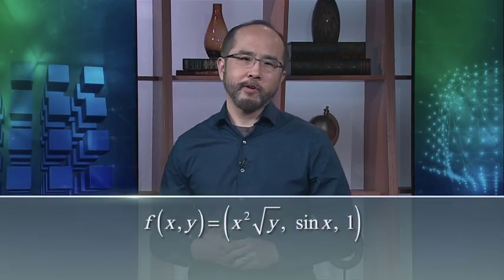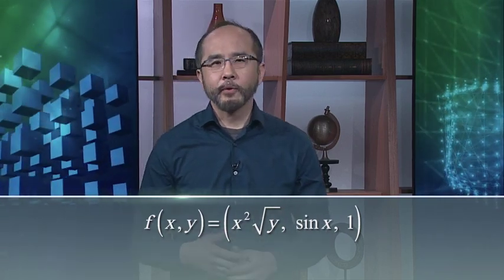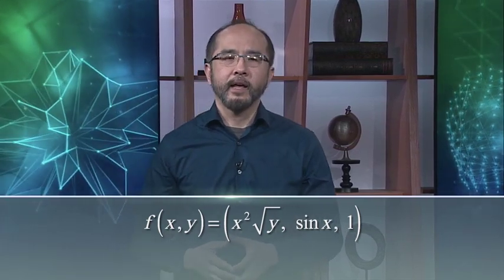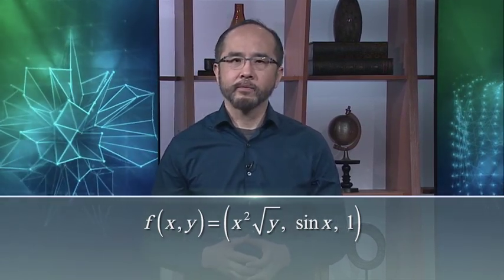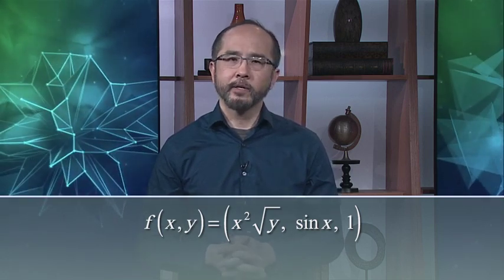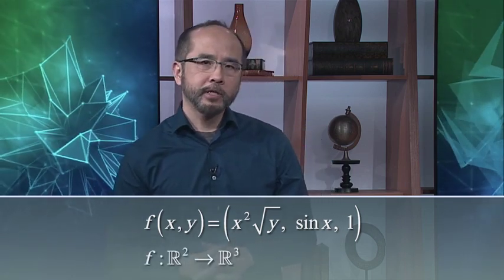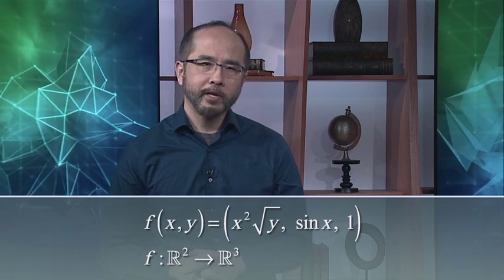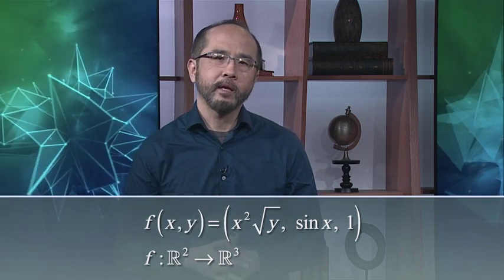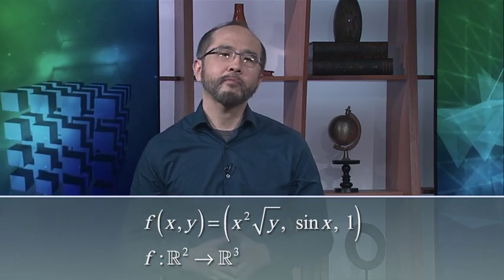Here's an example of a multivariable function. Suppose you had, for each position (x, y) on a sheet of paper, three quantities of interest. That could be a function like f(x, y) equals the vector (x squared times the square root of y, sine of x, 1). This function takes a two-dimensional vector to a three-dimensional vector. So f is a function from R^2 to R^3. And you see that each component may depend on some or none of the input variables.